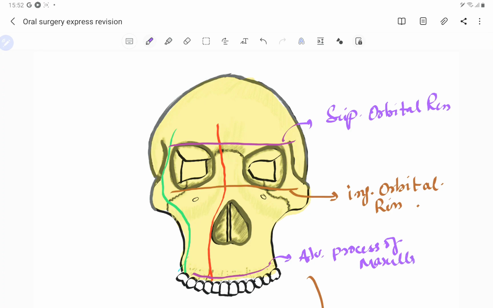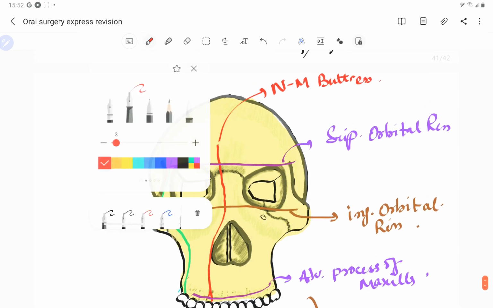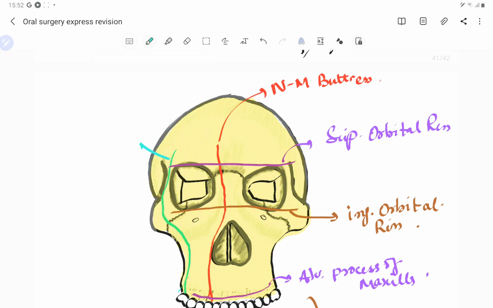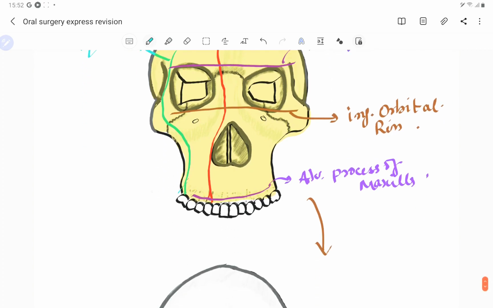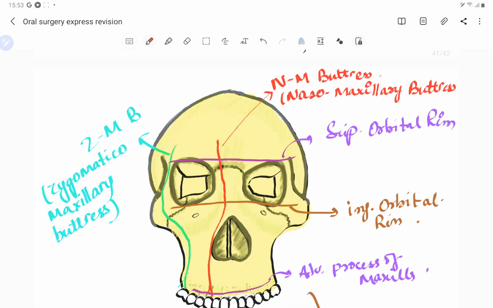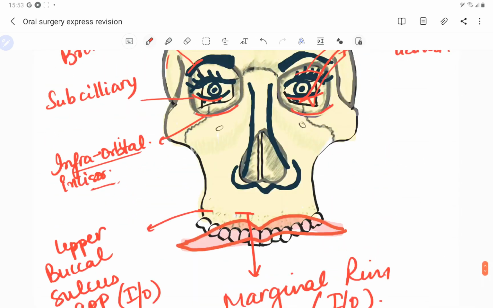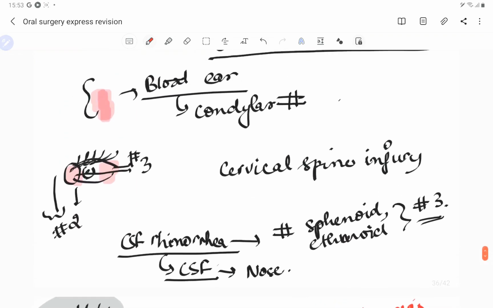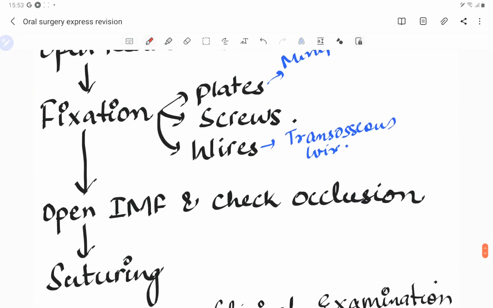So these are the horizontal buttresses. Then the vertical ones we have are the nasomaxillary buttress, the zygomaticomaxillary buttress, and we also have the pterygomaxillary buttress. I cannot show you the pterygomaxillary buttress because we need a side view. So you can use all these buttresses and put the plates over here, or you can put the screws. So these are the points wherein we put the plates or the screws.